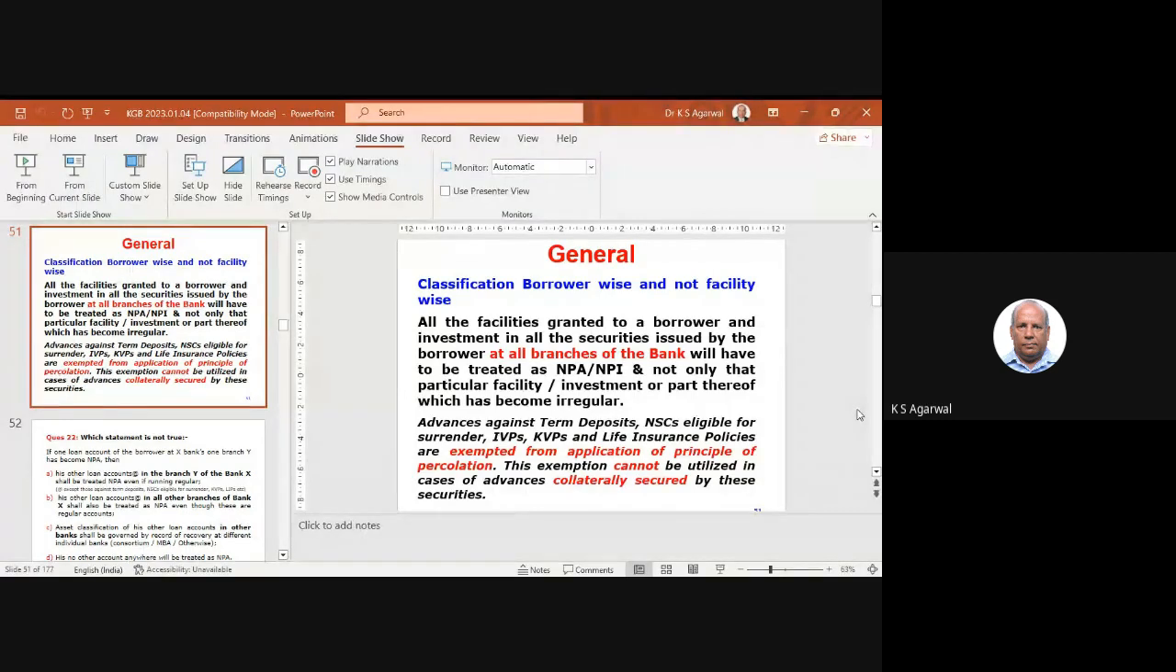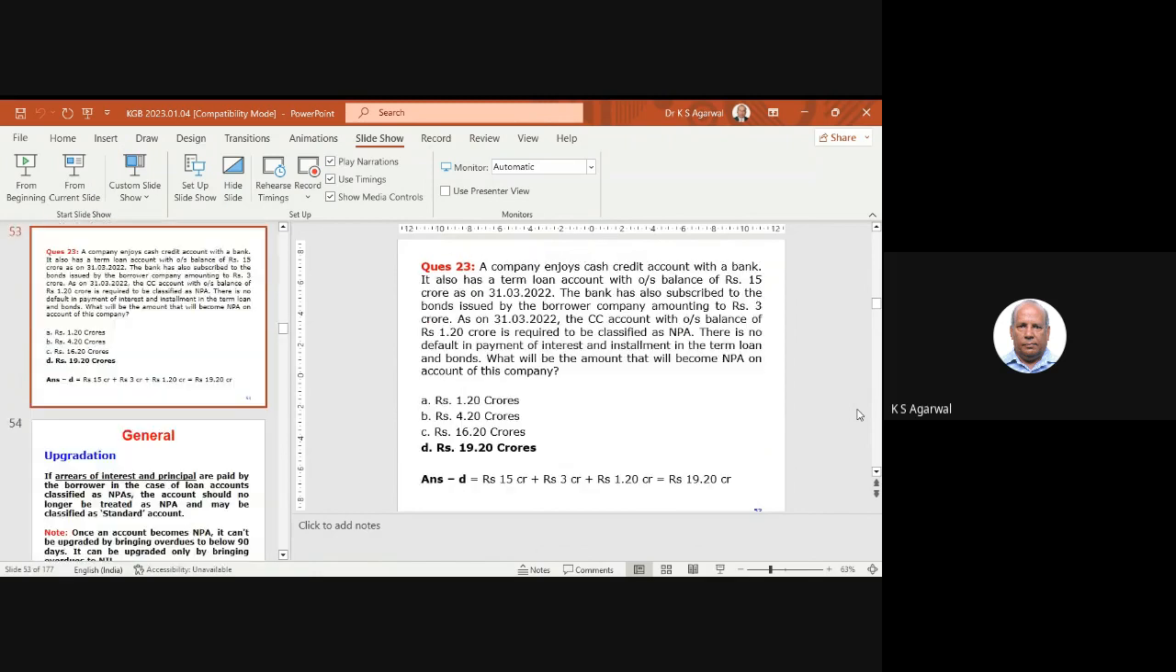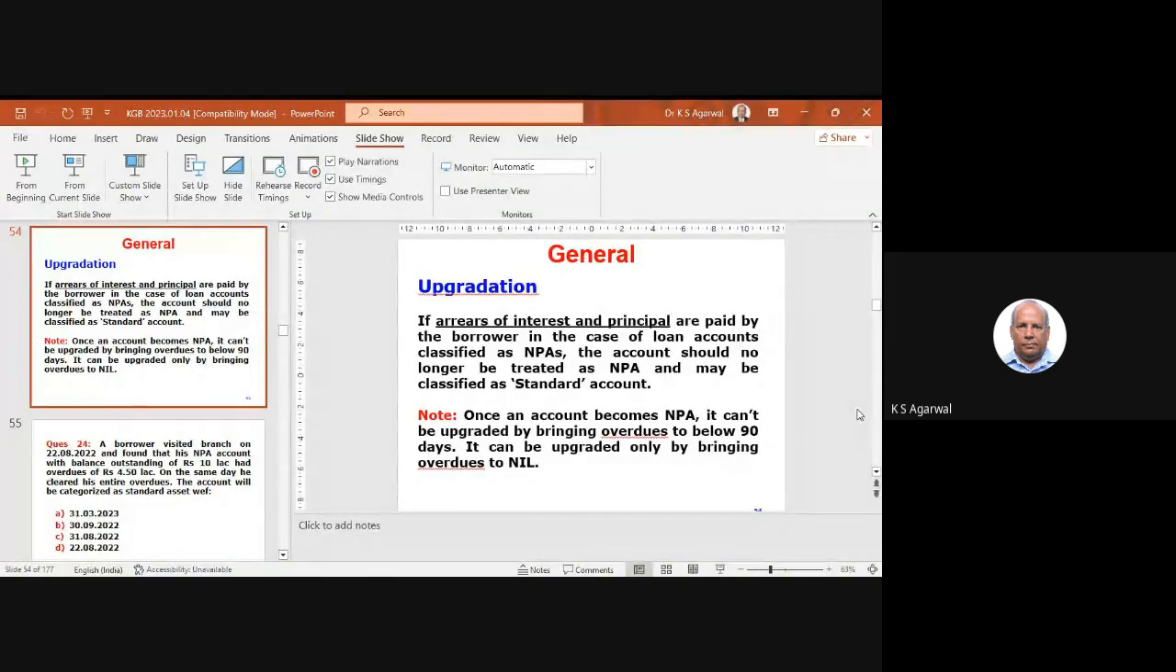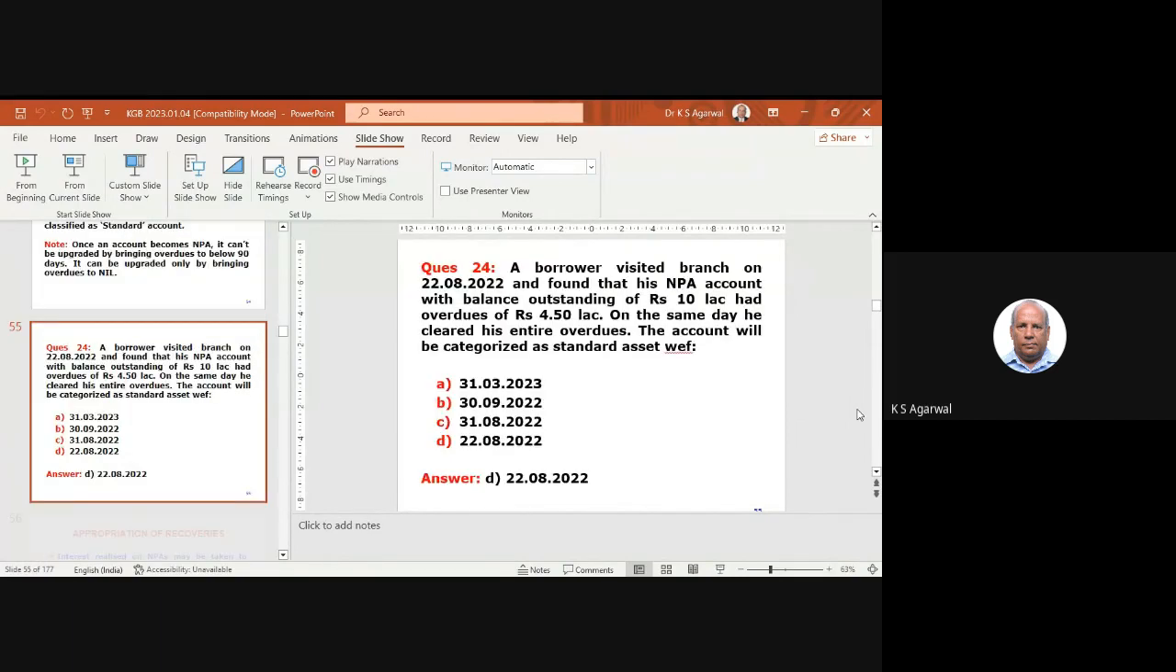But if the bank is different, then this principle of percolation will not apply. The different bank will see their own record of recovery. But advances against liquid securities, term deposit, NSC, IVP, KVP are exempted from the application of the principle of percolation. Upgradation: if arrears of interest and principal are paid by the borrower in a loan account classified as NPA, the account should be upgraded as a standard account.